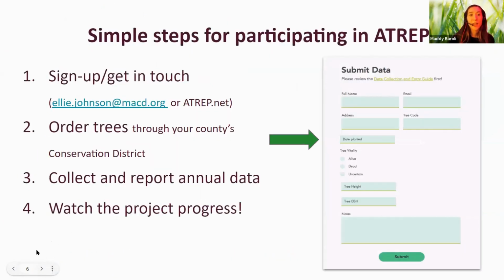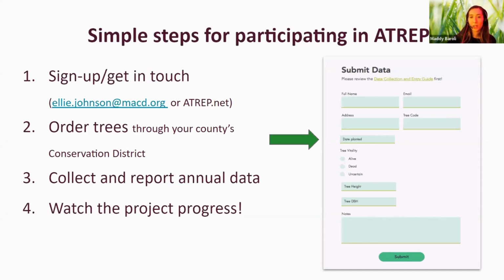All right, so basically, in order to participate in the community science side of things, if you're planning on ordering any of these species through the Conservation District, I would invite you to sign up, or just basically get in touch with Ellie or myself, or go to the project website and message us. And we'll put you on a newsletter and get you involved with the project. So once you plant the trees, you'll create a unique ID code for each of them, and then just record that on a tag.